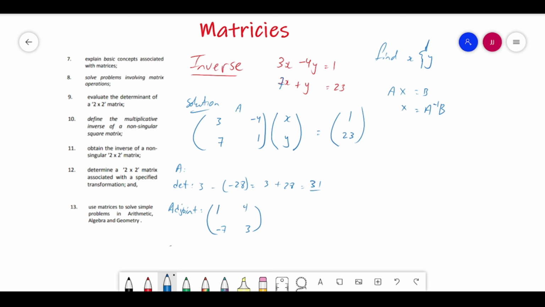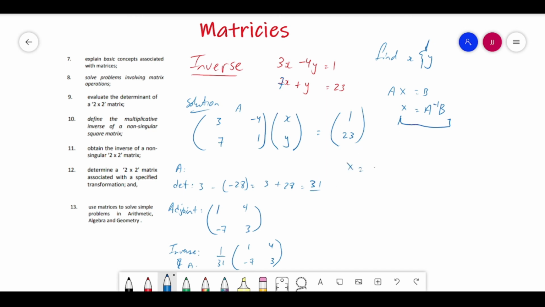And we of course know the inverse using the formula will be 1 over 31 multiplied by 1, 4, negative 7, 3. And that's it for the inverse of A, right? But remember, we also have to multiply by the matrix 1, 23 to find the x and y.